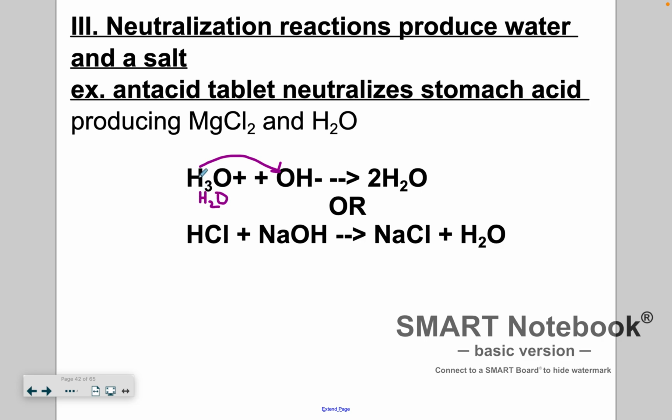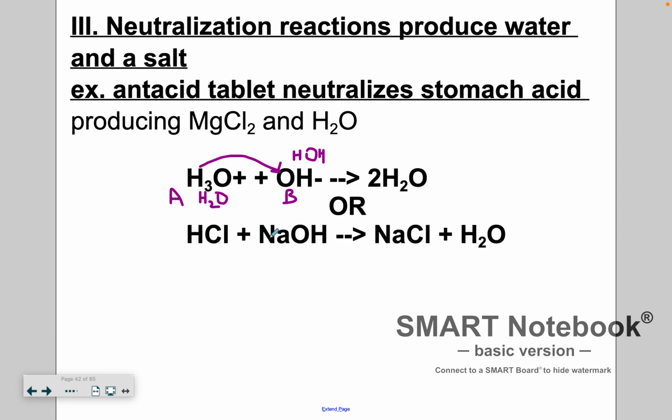So this is my acid because it's donating that proton. And this is my base because it's accepting it. And now because it's accepting it, it's HOH, which is just H2O. It's got two H's and one O. So I end up with two molecules of H2O.